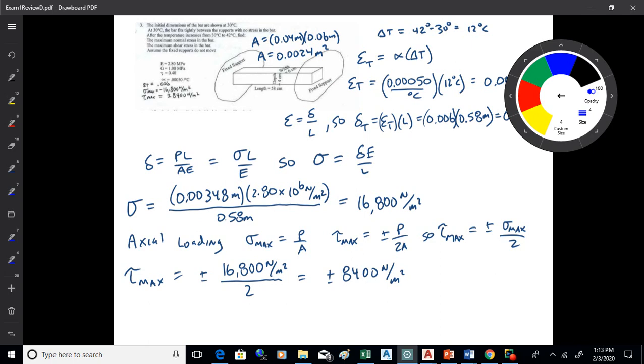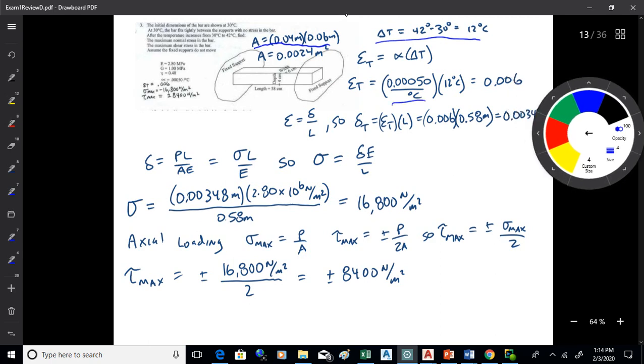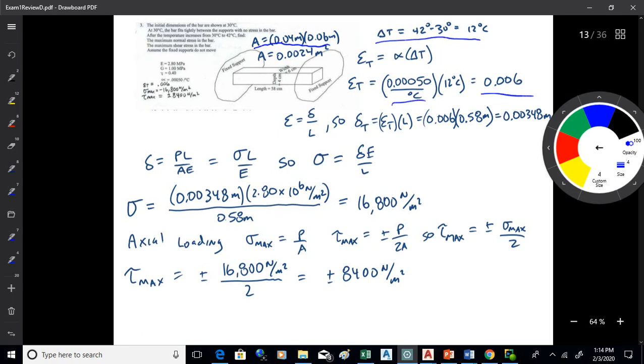All right, so this is a temperature thing, so we want to find the cross-sectional area. 0.04 by 0.06, so it's 0.0024. Find the change in temperature, it's 12 degrees C. Multiply that by alpha, and you'll get the strain, 0.006.